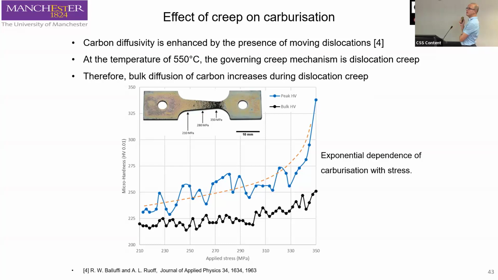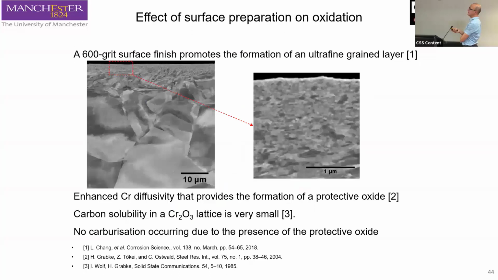However, only on the OPS polished surfaces. And the reason for this is because if you start with a ground surface, on the surface you develop an ultrafine grain layer that is work hardened, and on the ultrafine grain layer you have an accelerated diffusivity of chromium that leads to the formation of a protective Cr2O3 oxide, which is very protective and impermeable to carbon.